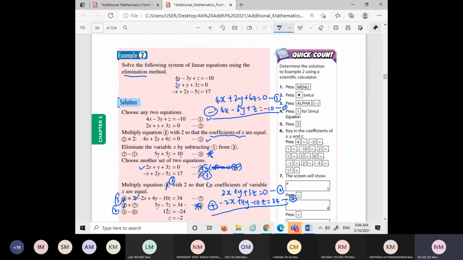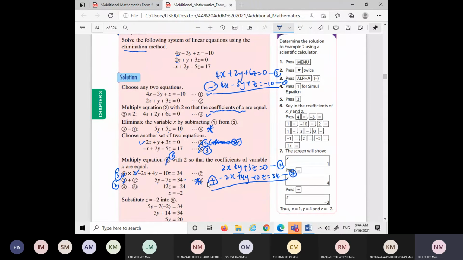Okay, so because of the elimination method, now we continue with the elimination method. So 5y and a 5y, oh, so nice. Okay, so same sign, you do minus. So equation 4 minus equation 8. Okay, so I write at the side. Okay, this is equation 4.